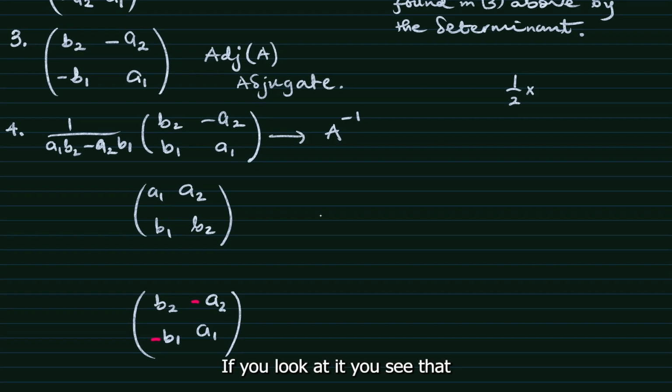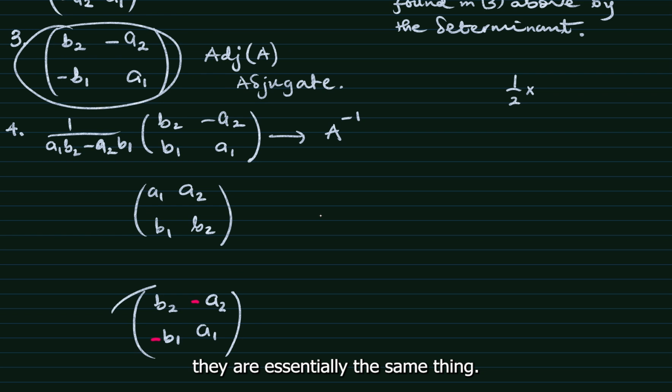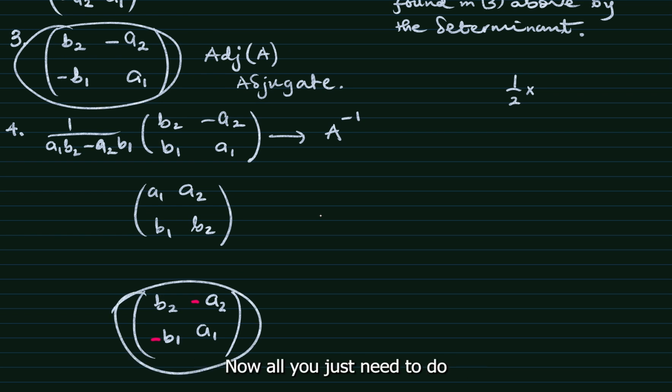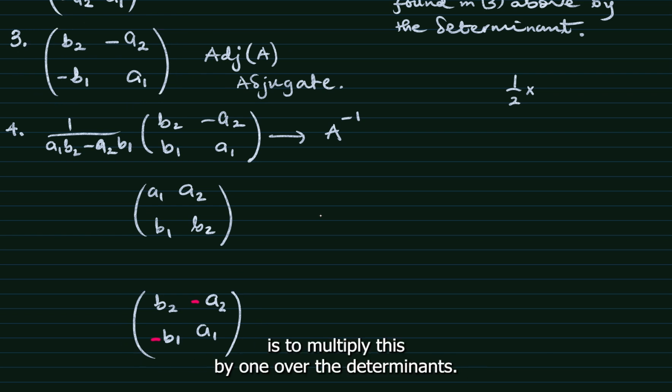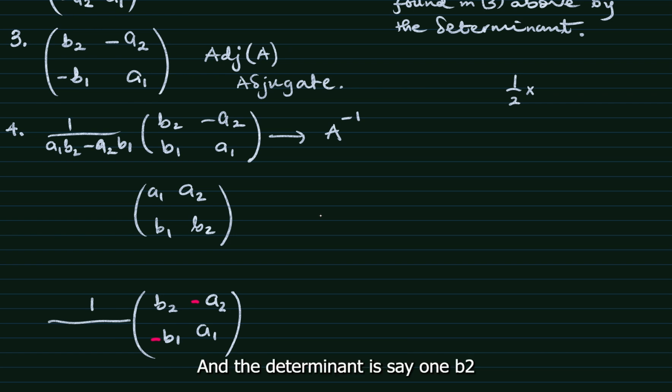If you look at it, you see that they are essentially the same thing. Now, all you just need to do is to multiply this by 1 over the determinant. And the determinant is A1 B2 minus A2 B1.